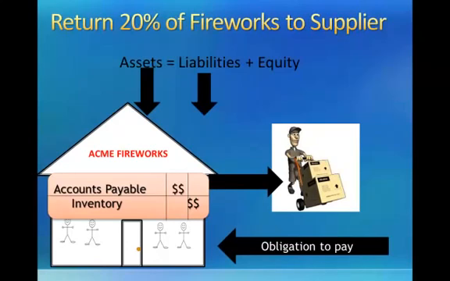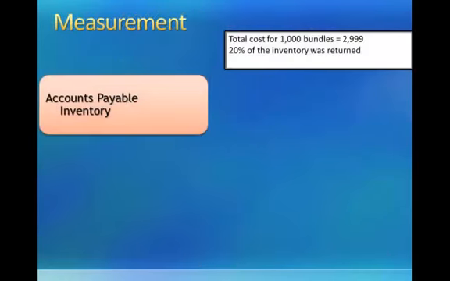So the journal entry is the opposite of what we did when we purchased inventory. Now that we understand the journal entry we need to make, let's look at how we determine the amount. The total cost for 1,000 bundles was $2,999. 20% of that inventory was returned, so we're returning $600 worth of inventory.